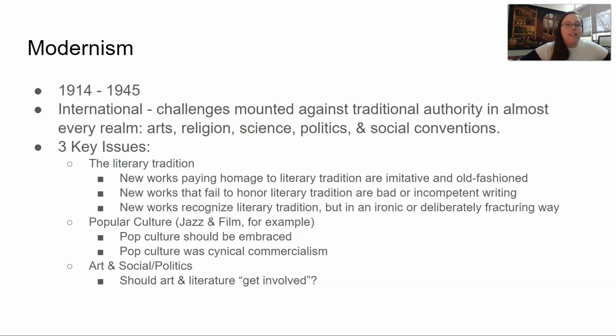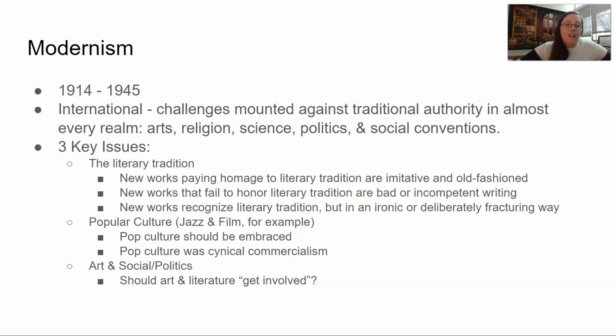There are three key issues, particularly with our area of study in literature and the humanities. One of them is a question and a challenge of the literary tradition. And there are three questions about this. One of them is, are new works paying homage or giving honor to the literary tradition? Are they just imitating an old fashioned style? Do we need new things? Or, if you fail to honor the literary tradition, does that mean the new writing is bad? This modern writing is terrible because it's not doing what was tradition in literature?